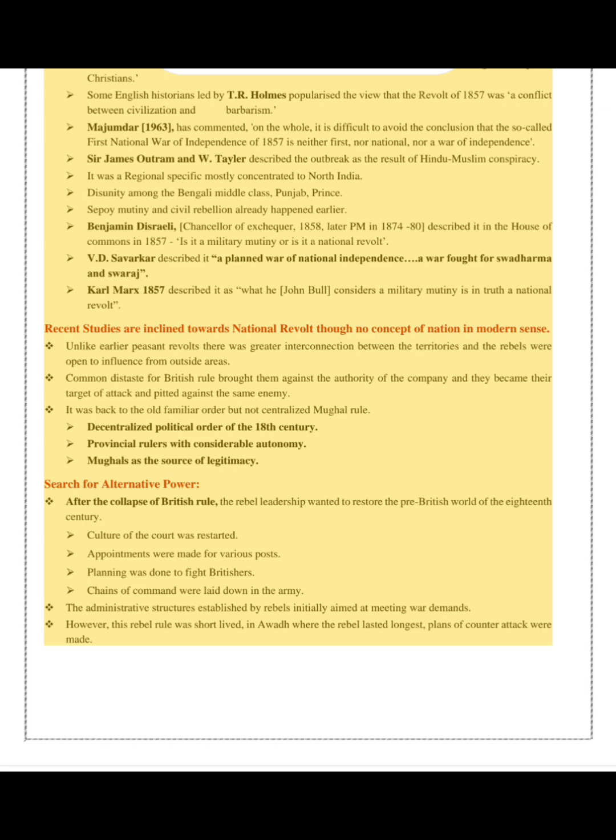V.D. Savarkar described it as a planned war of national independence, a war fought for Swadharma and Swaraj. Karl Marx in 1857 described it as, what John Bull considers a military mutiny is in truth a national revolt. Recent studies are inclined towards national revolt, though with no concept of nation in the modern sense. Unlike earlier peasant revolts, there was greater interconnection between the territories and the rebels were open to influence from outside areas.